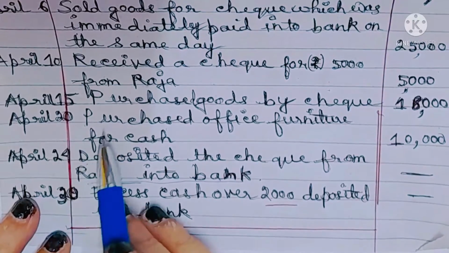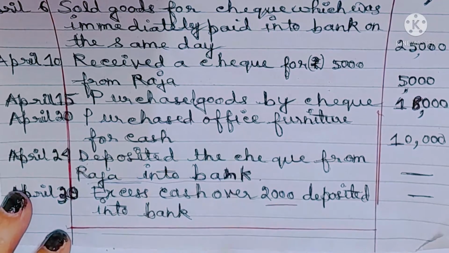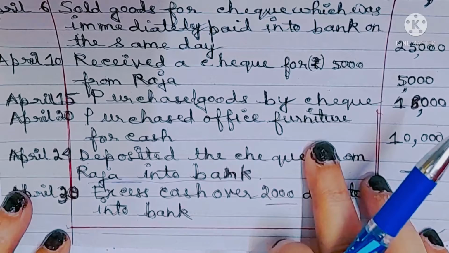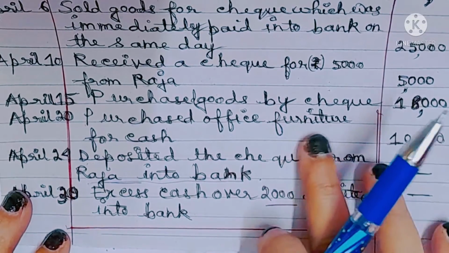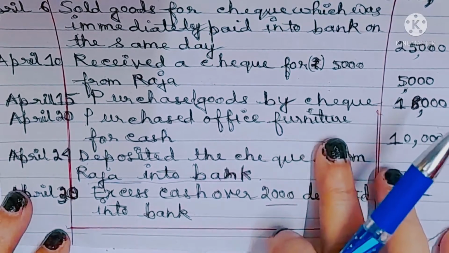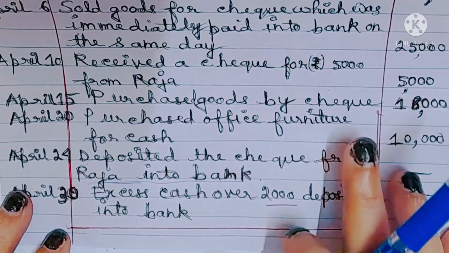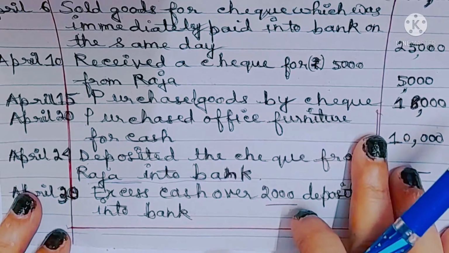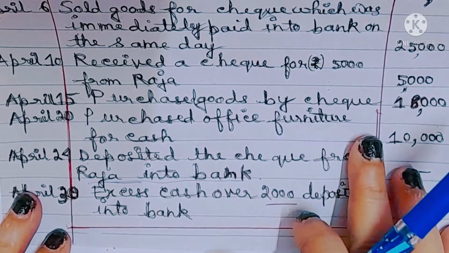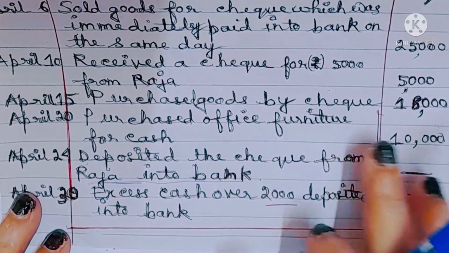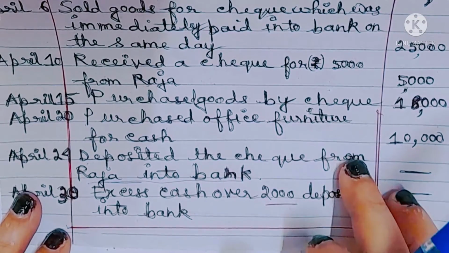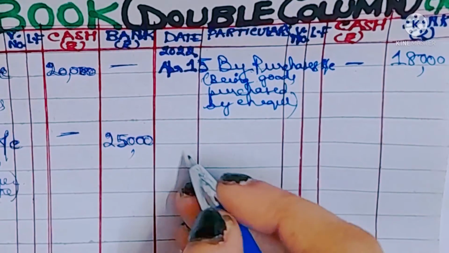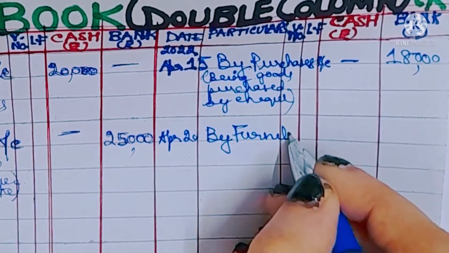The next transaction is on 20th April, purchased office furniture for cash 10,000. So what will be the journal entry? The journal entry will be furniture account debit to cash account. So what is the position of cash account? Since cash account is on the credit side, furniture account will also be on the credit side. So we'll have to write by furniture account in the cash book on the credit side in the cash column 10,000. Okay, so now let's write 20th April by furniture account.